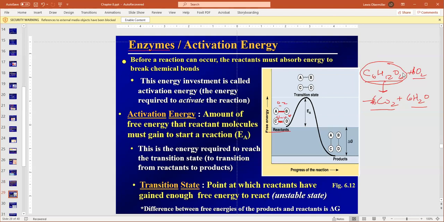If you can imagine, it's like a chemical modeling set, and I gave you a glucose and an oxygen and said make carbon dioxide and water. You'd have to take the balls apart from the sticks and rearrange it in a new way. So it's the same thing here. There's a transition state where the bonds are weakened, right? And that's what the squiggly line is. And what enzymes do is cause this transition state.